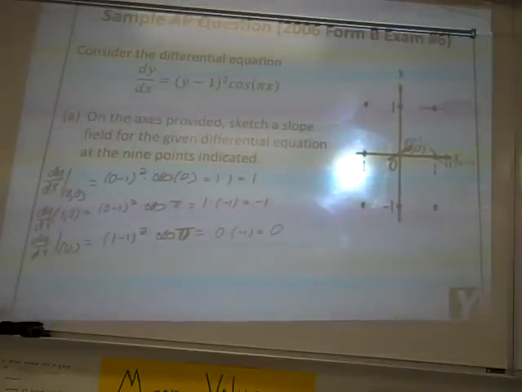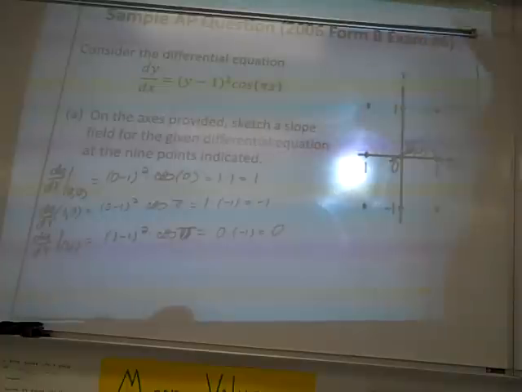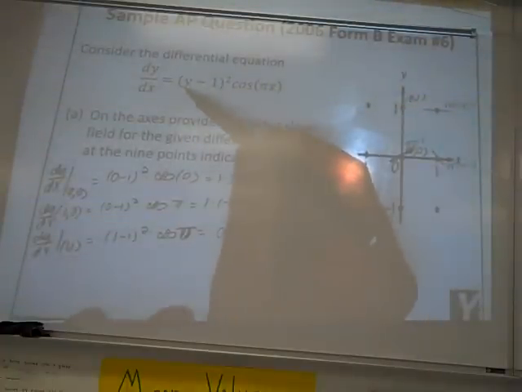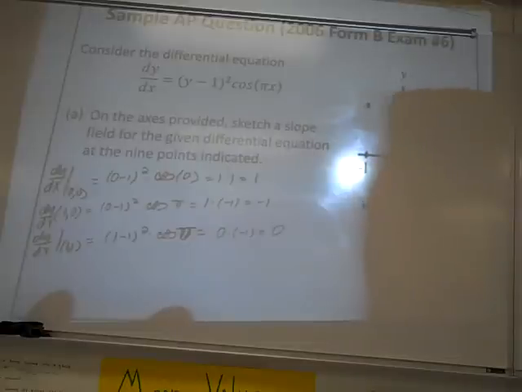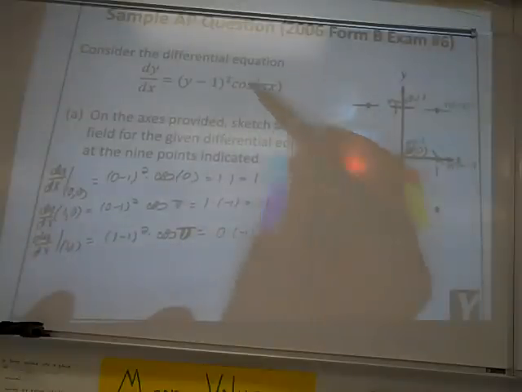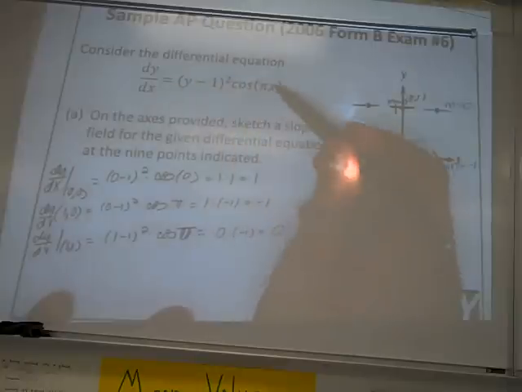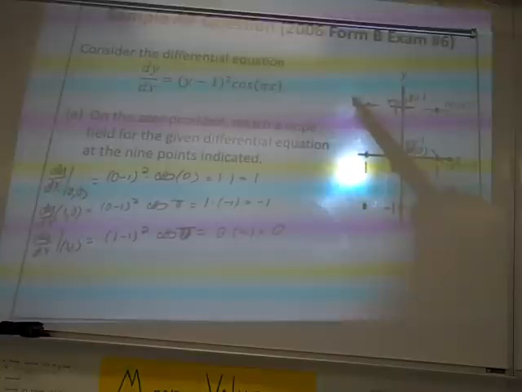Thank you very much. Over here at the point (0, 1), if x is 0 and y is 1, 1 minus 1 is 0 again. 0 times anything is 0. We're going to get another horizontal tangent line. That's also going to be the case over here at (-1, 1). Whenever the y value is equal to 1, this expression over here will be equal to 0. Sweet! We've just done 1, 2, 3, 4, 5 points.